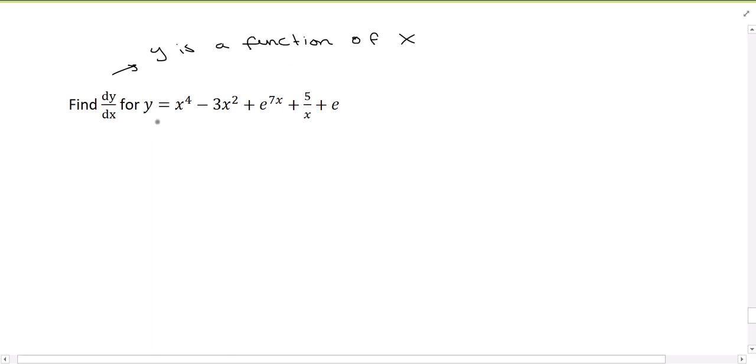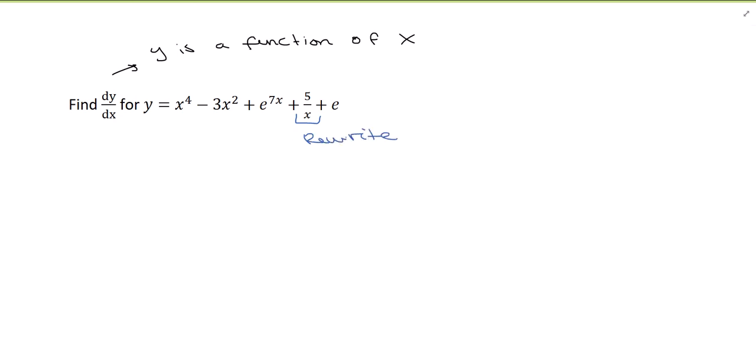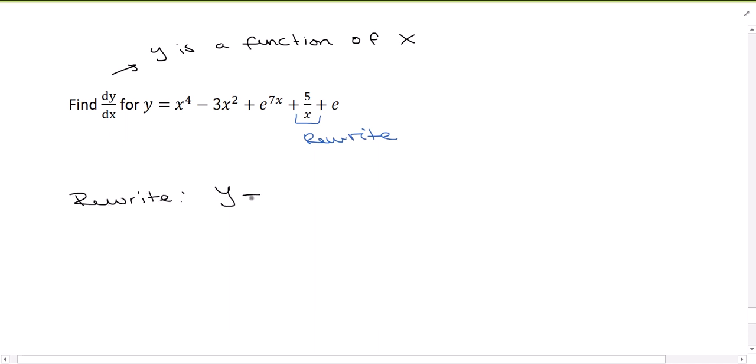So here, let's see, can I take the derivative? I always inspect the function to see, can I take the derivative as it is, or do I need to rewrite anything? And right away I see that I have a 5 over x, so I need to rewrite that before I take the derivative. So then I'm going to rewrite it and say y is equal to x to the 4th minus 3x squared plus e to the 7x plus, how do I rewrite that? That will be 5 times x to the minus 1, since x to the first is on the bottom, plus e.